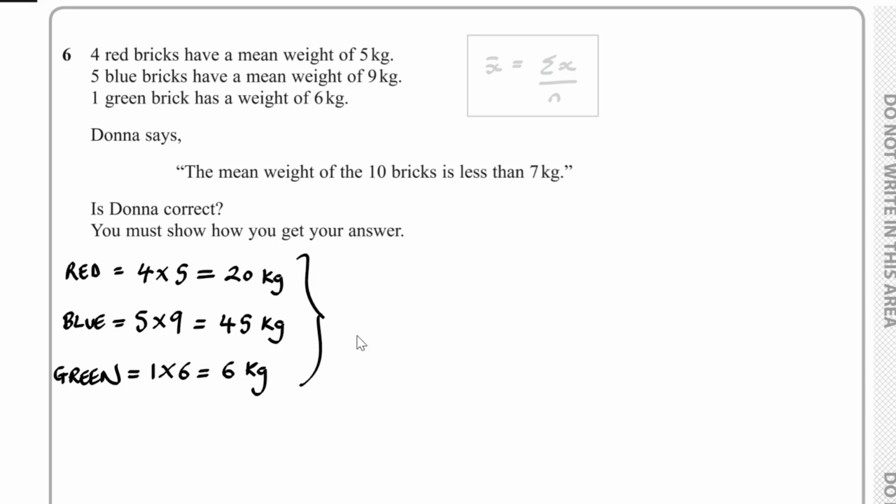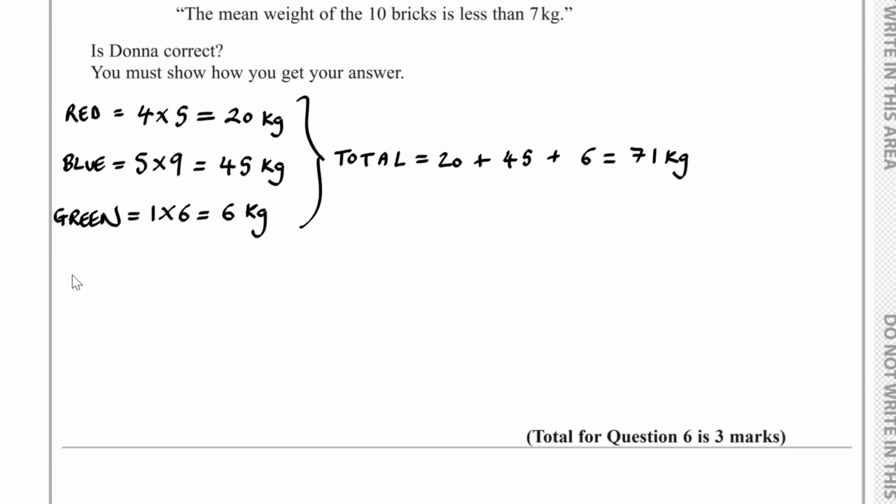So therefore, the total weight of all the bricks, we have 20 plus 45 plus 6. It turns out we get 71 kilograms for all the weight of the bricks. And therefore, the mean of the 10 bricks is going to equal 71 divided by 10, which is 7.1 kilograms. And clearly, this is greater than the 7 kilograms, and therefore, Donna is incorrect.